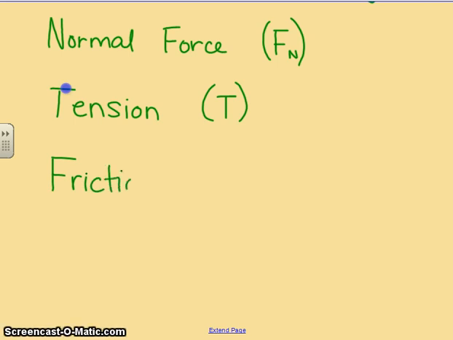The final common force is friction. And as I mentioned on the previous slide, we use a script letter F for that. We won't talk about friction in great length in this video. Rather, we'll get to it later in the chapter.